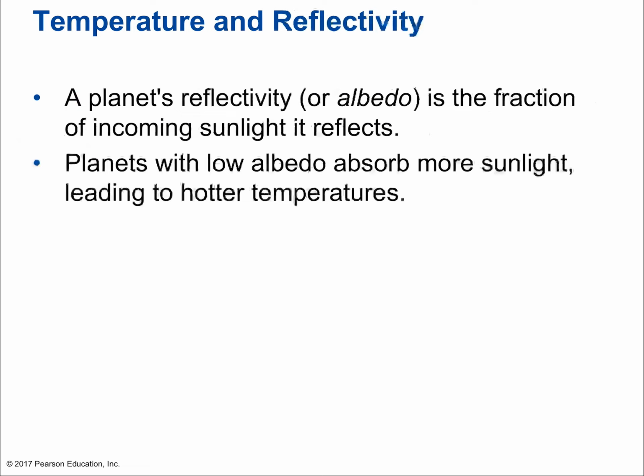Reflectivity. So a planet's reflectivity, also called its albedo, is the fraction of incoming sunlight it reflects. So the moon, for example, has a very high albedo because of the particular type of dust that covers most of its surface. Very reflective. Earth would be less, right? We have a lot of materials that aren't as reflective as kind of white dust. All right? Planets with a low albedo absorb more sunlight, leading to hotter temperatures. And that's true of Earth compared to the moon.